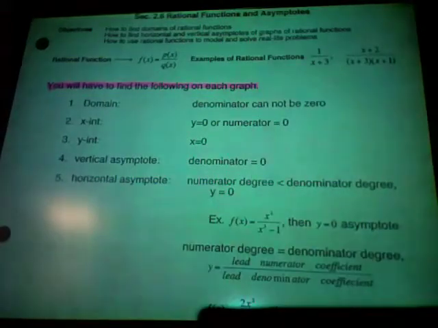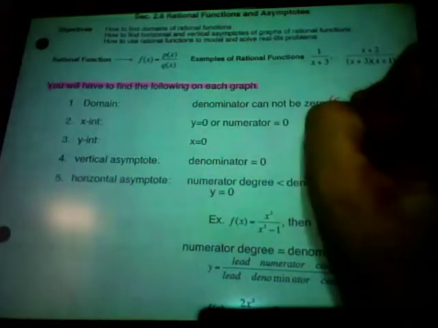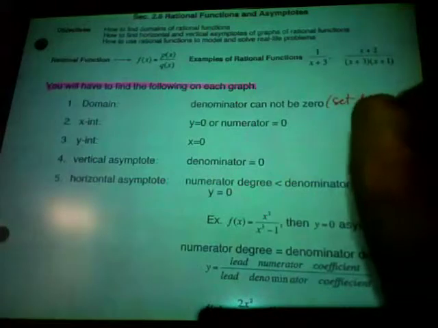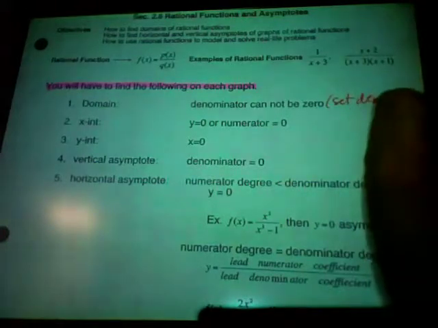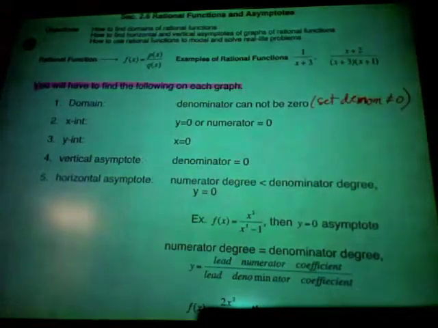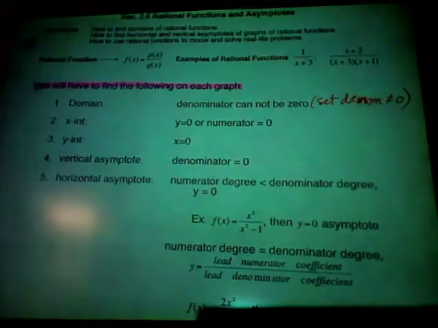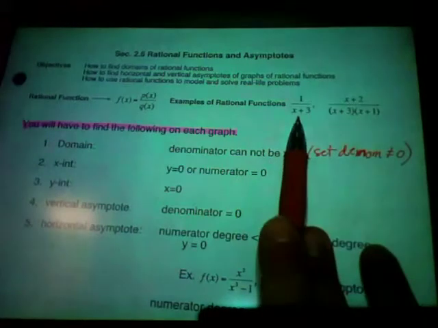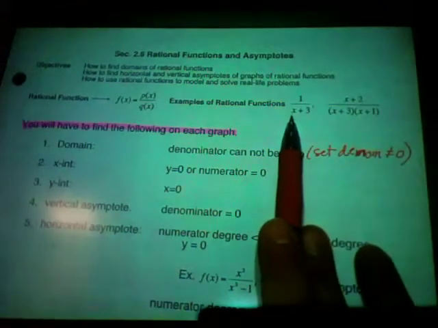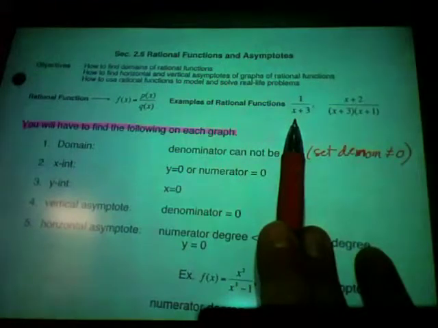So you might want to put that kind of in parentheses. Set denominator, whoops, that should be an n, not equal to 0, technically. And then that's going to tell you, so look at the one up here. What can x not be up here? Negative 3, just on this one here. So that means your domain cannot be negative 3.